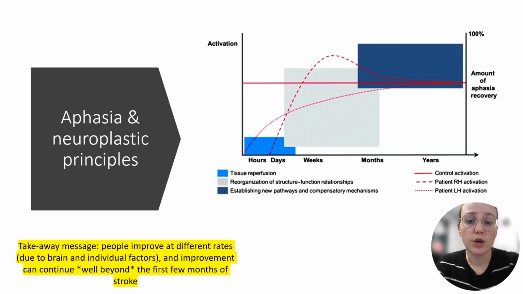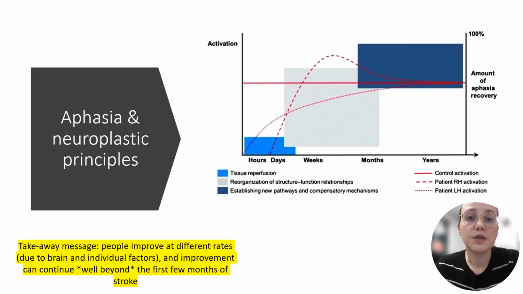So in the bottom left corner, you can see that in the first hours and days, tissue reperfusion is what's happening. That means when you have a stroke, the parts of the brain affected by the stroke are deprived of oxygen and blood for a certain amount of time. After the stroke is treated, blood and oxygen reperfuse. They go to those areas that were affected by the stroke, and in many cases, some of those brain areas may not be completely lost because of this. They're reperfused, they may be salvageable.